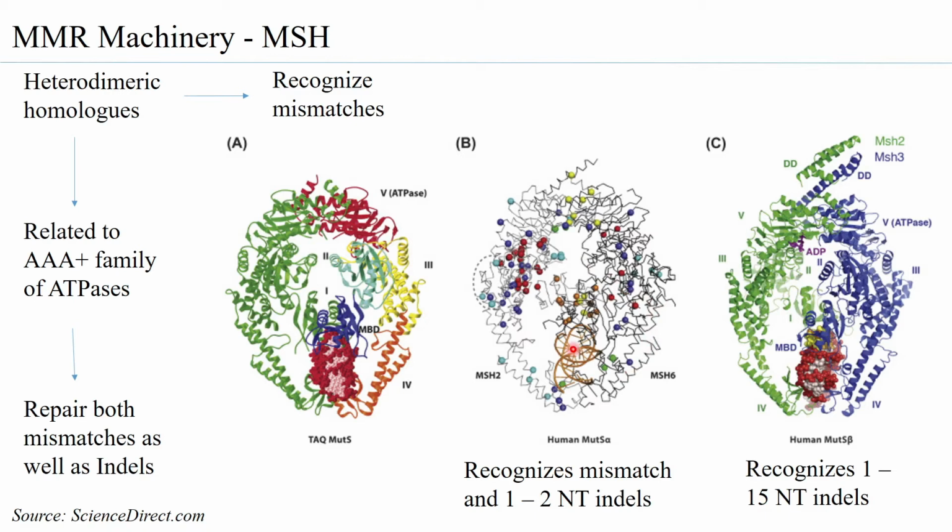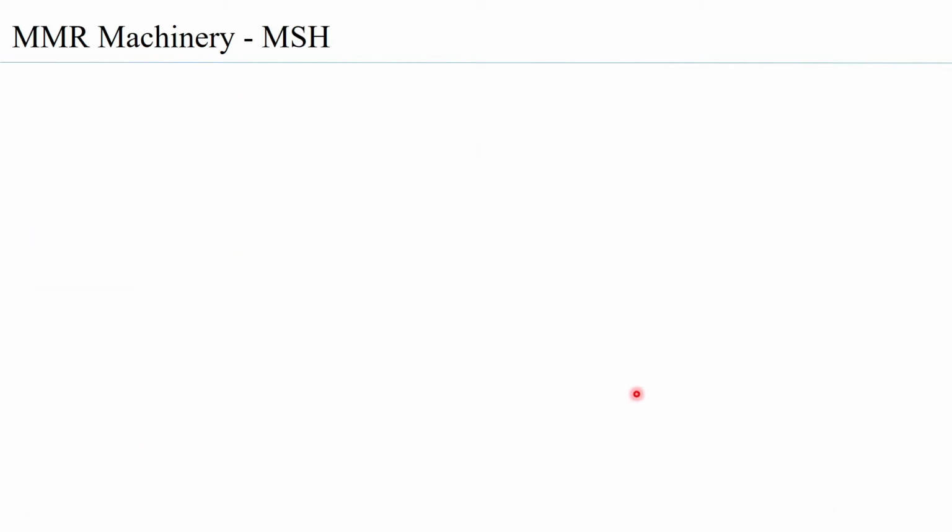A point to be noted over here is that the MSH specifically is able to identify distortions that happen in the DNA that could be because of a mismatch, but they confirm whether it is a mismatch or not. So it's not just identifying the mismatches, but also confirming whether it is a mismatch or not.